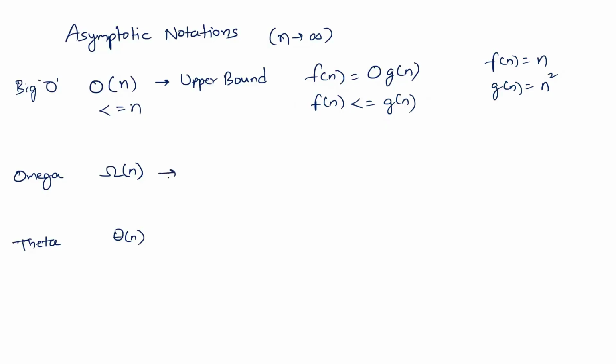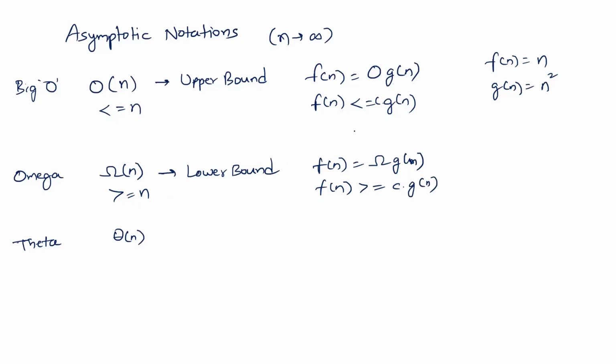Next, if I want to show the lower bound, then I am looking for the minimum complexity. Means the complexity of the program is greater than or equal to n. It will show you the lower bound or minimum value. So if I write Fn is equal to omega of Gn, then simply you can say that Fn is greater than or equal to C into Gn. Some constant can also come. No problem if I add some constant.